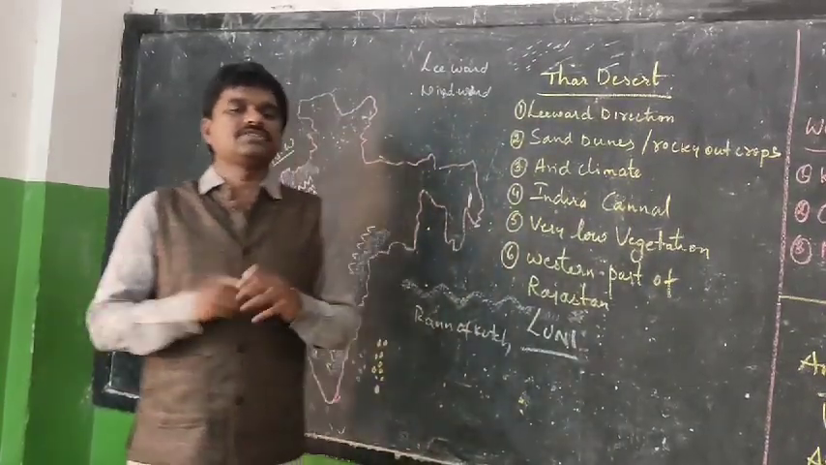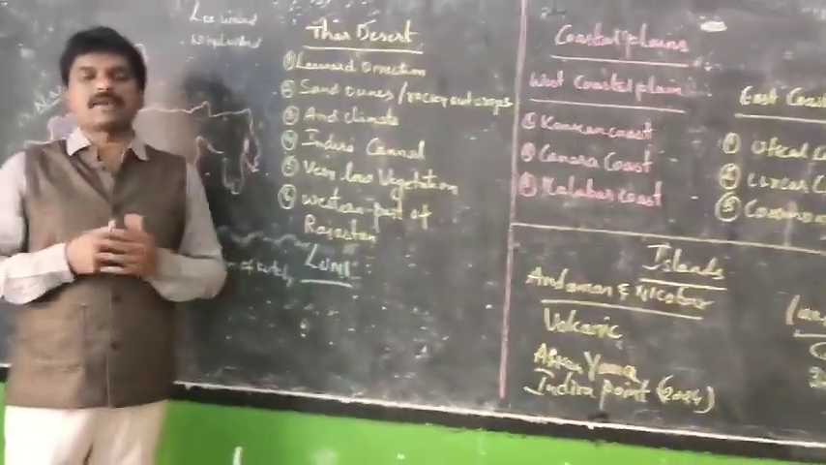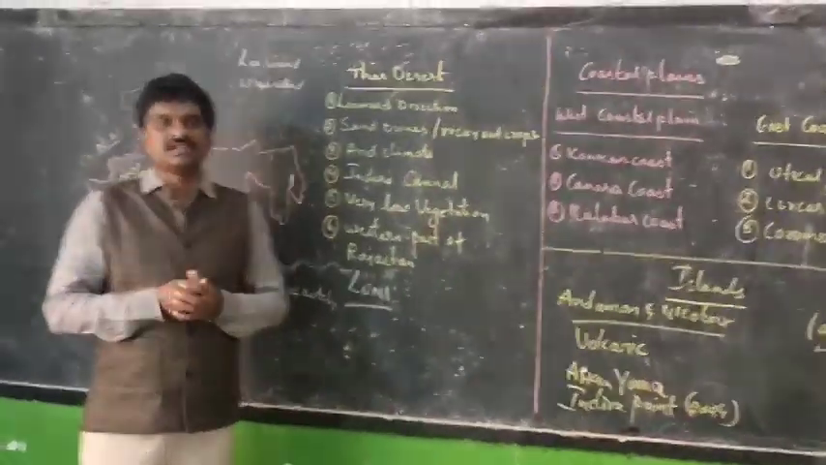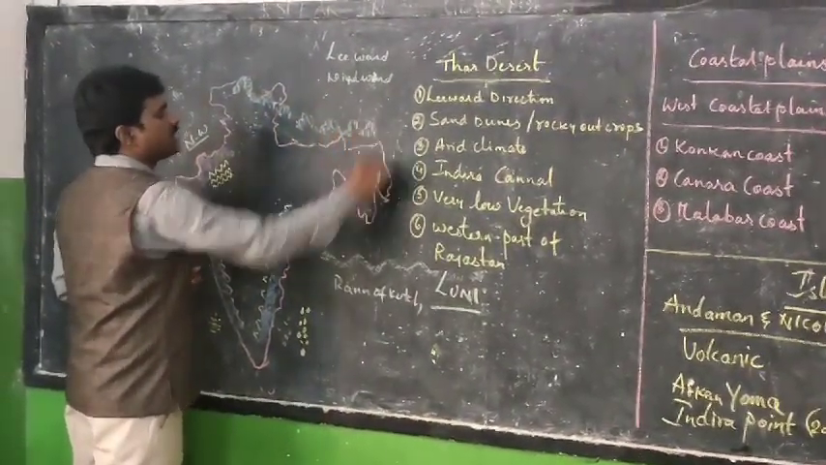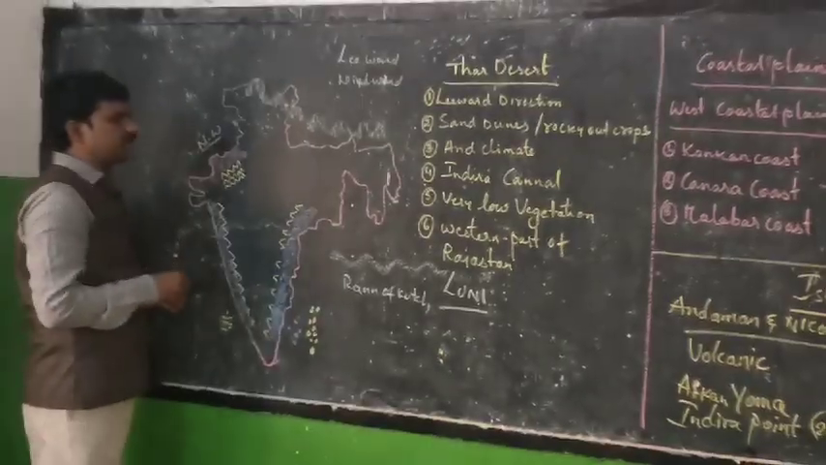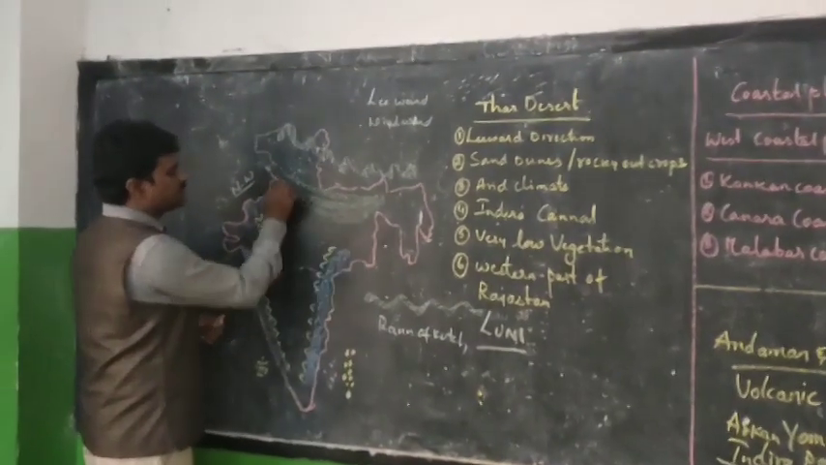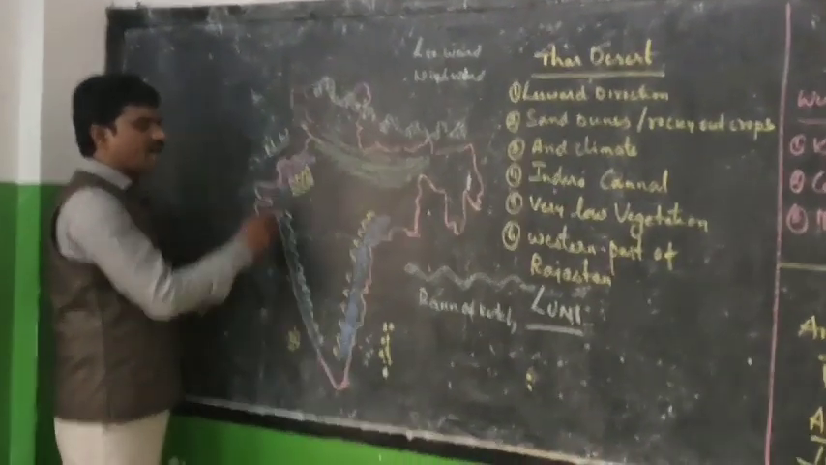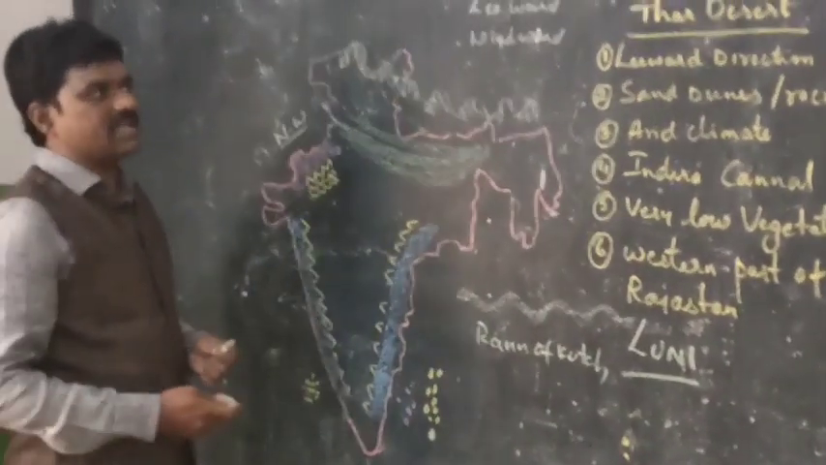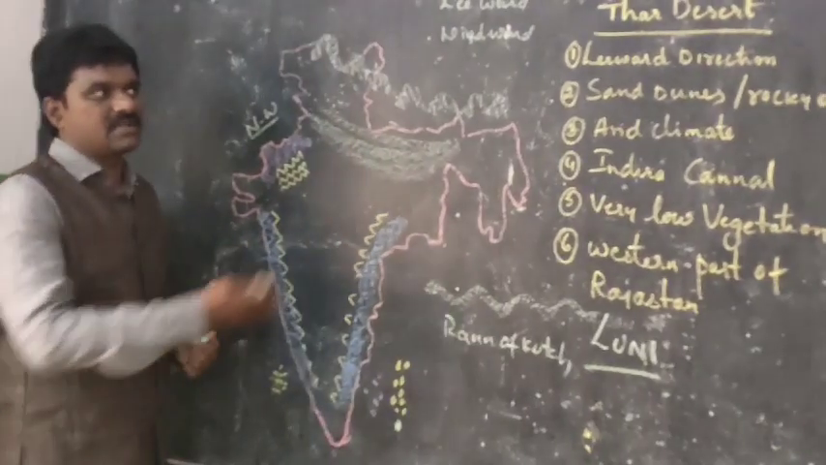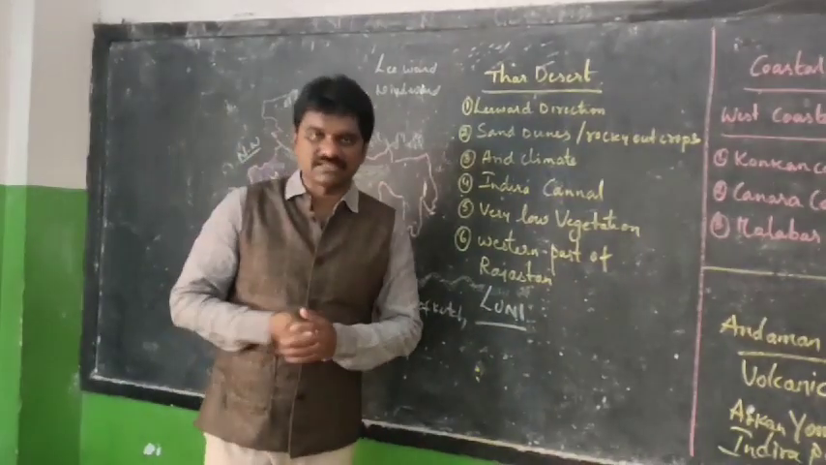So dear students, these are all the relief features you have learned about India, straight from the Himalayas. We have clearly learned about the Himalayas, and after the Himalayas we have seen the Indo-Gangetic plains, and after that the peninsular plateau, which is divided into the Malwa Plateau and the Deccan Plateau. In today's class we have seen the Thar Desert, the coastal plains, and the group of islands.